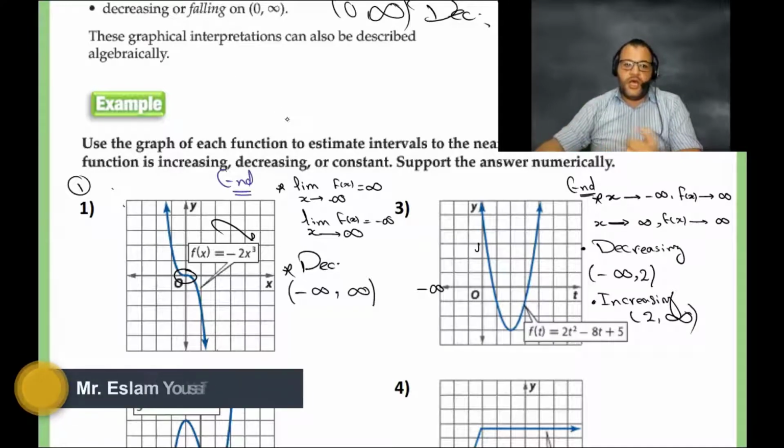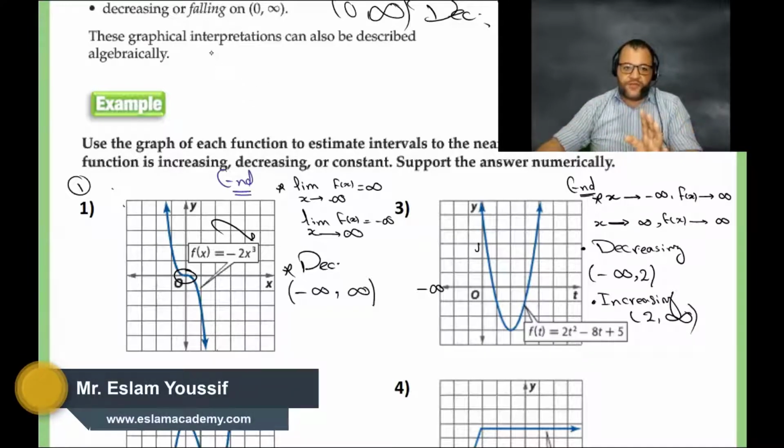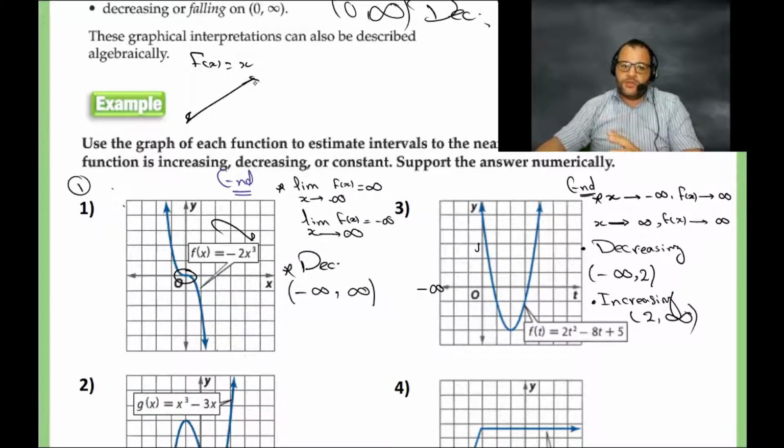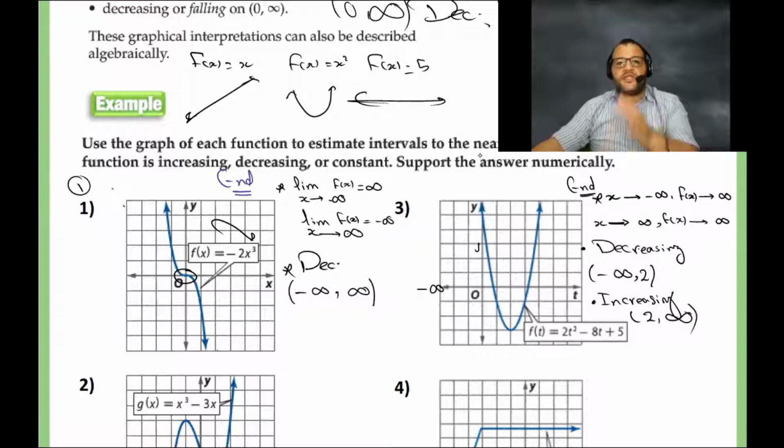constant function. If you remember the graph for the function, when I say f of x equals x, that's defined by linear function represented by line. F of x equals x to the power 2 means parabola. But when I say f of x equals 5, it means constant straight line. So that's the only case that you will find a constant. Okay. You get the idea?